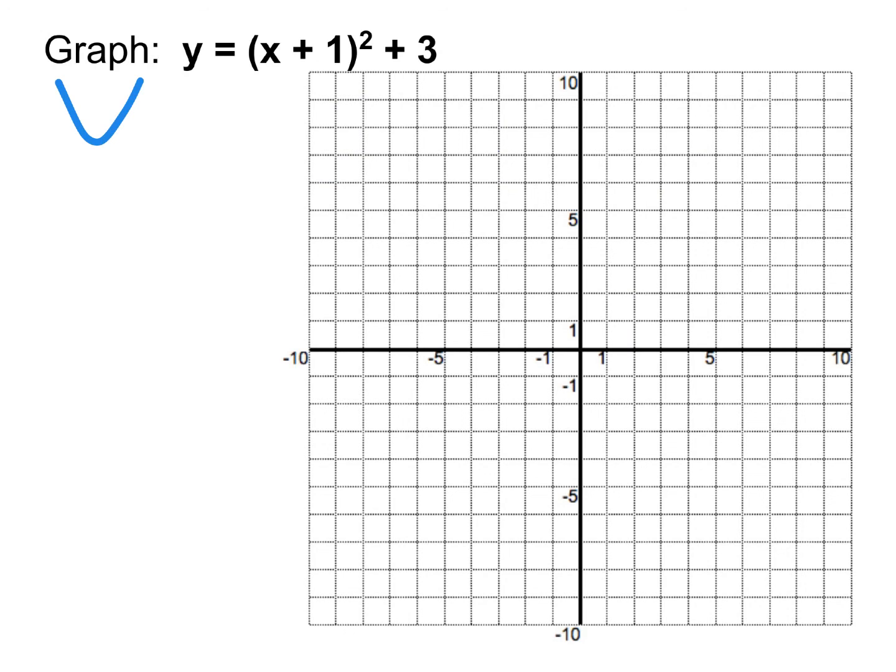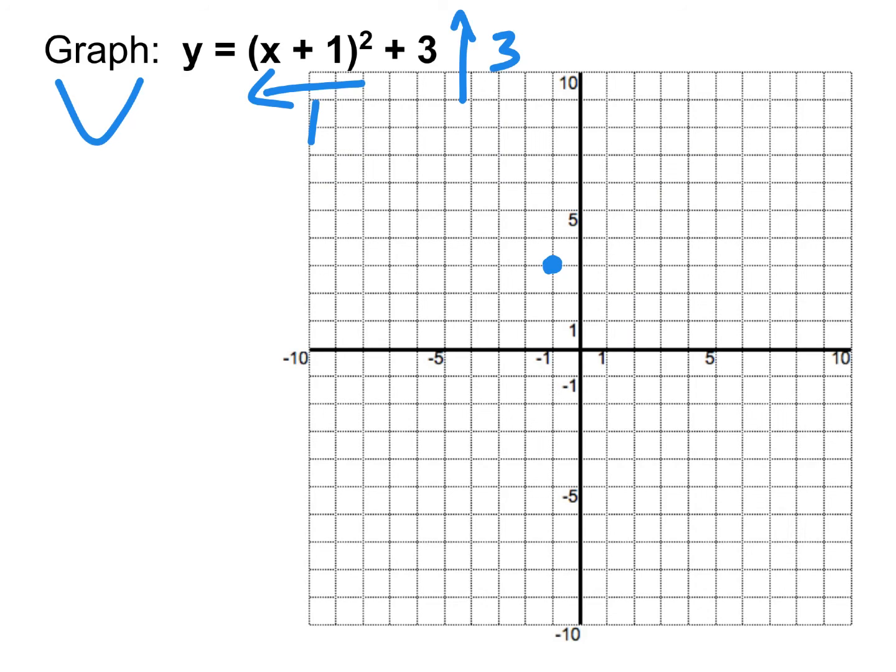Now that I know it's a U shape, I just need to know where to start from. The plus 1, which way does the plus 1 move it? Up, down, left, or right? Yep, it goes left. I know first of all that it's sideways because it's in with the x. And then once I know that, plus goes left, minus goes right. And so I'm going to go left 1. And then the plus 3, that's hanging on the end, so that's either up or down. Does plus 3 move it up or does it move it down? Yep, it moves it up. And so I'm going to be going up 3. So that's where your first point goes. Go left 1, up 3, and plot that point.